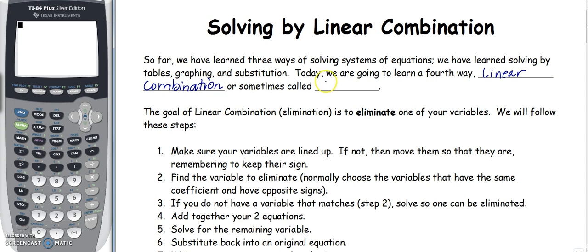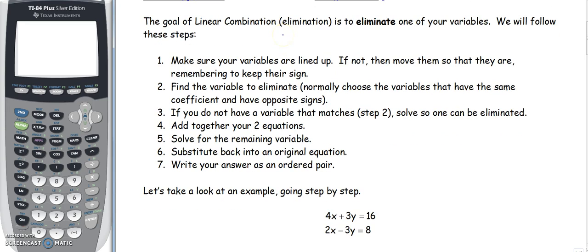But what I like to call it is elimination. It's called elimination because you are trying to eliminate or get rid of one of your variables. So there's some simple steps that we have to follow. First one is to make sure your variables are lined up.